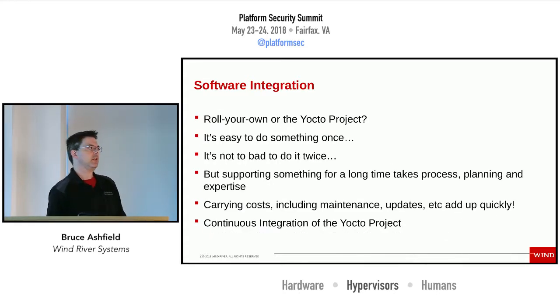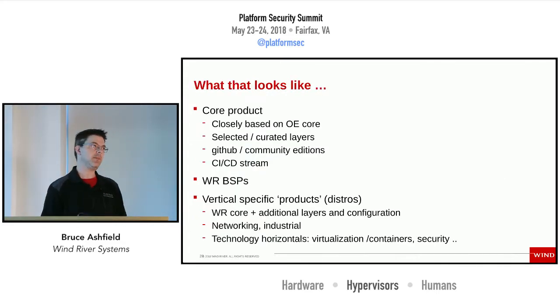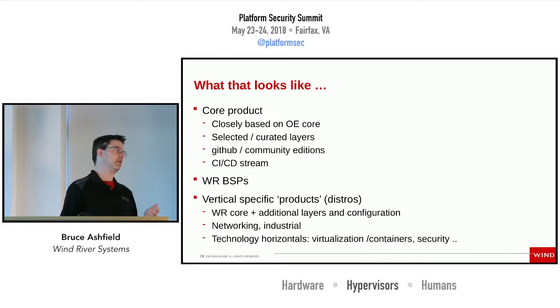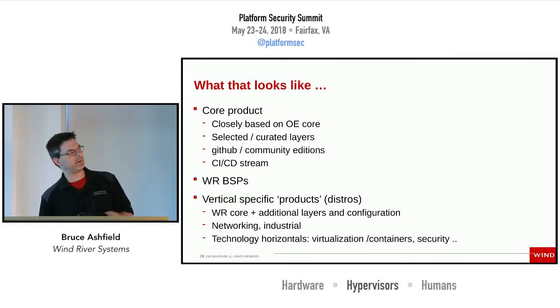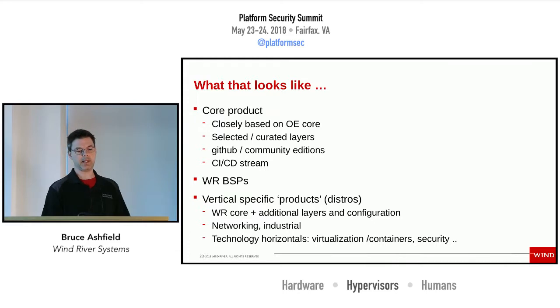So what that looks like inside Wind River is we have a core product which is closely based on OE core. We have a set of selected and curated layers where we add our own image types and our own distribution on top. And it also allows us to produce, as in the last year, basically all of Wind River's work for Wind River Linux, available on GitHub through an open source community. So you can pull everything that we build internally from GitHub.